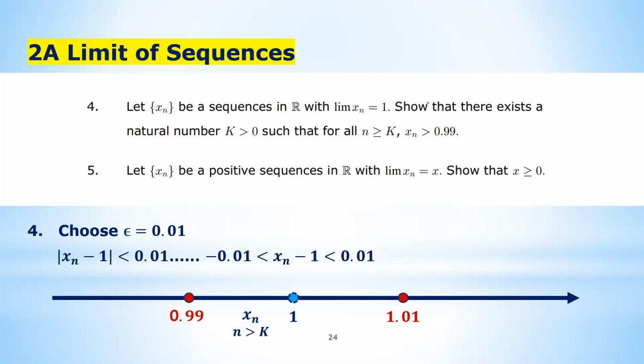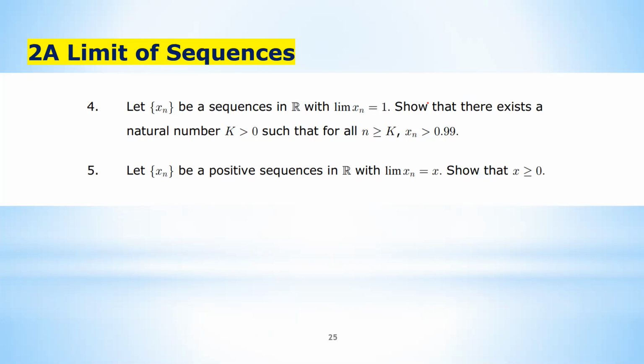Now number 5, I'm not going to provide the full detail. I want you to think about it, and next time I'm going to come back to it. So let's look at number 5. You have an xn, a positive sequence. This means every xn is positive. It's not negative. It's positive.